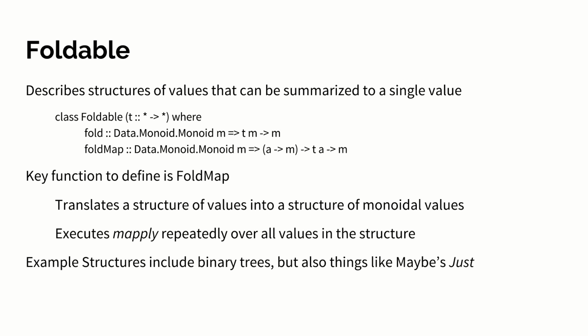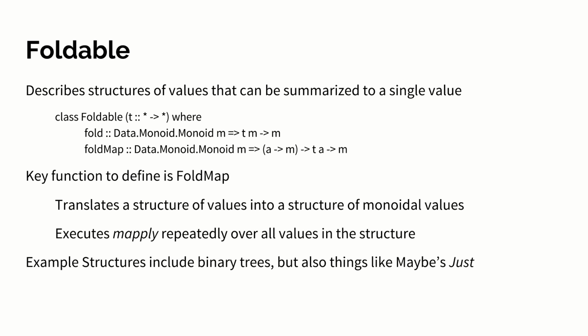The purpose of the Foldable type class is to describe structures that can be summarized into a single value. Foldable is heavily reliant on a concept that we've already discussed, monoid. Foldable structures are summarized using monoid's apply. To successfully define a Foldable, one needs only to define Foldable's function foldMap.